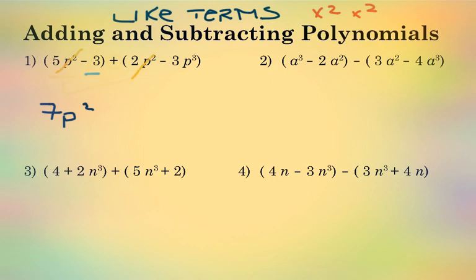Now I see a negative 3 and a negative 3p cubed. So we have to ask ourselves again, are they like terms? Can they be combined? Well, they'd have to have the same variable. Negative 3 doesn't have a variable. So something that could be combined with it also wouldn't have a variable. And I don't see anything like that here. So, can't be combined, just gets tagged on.